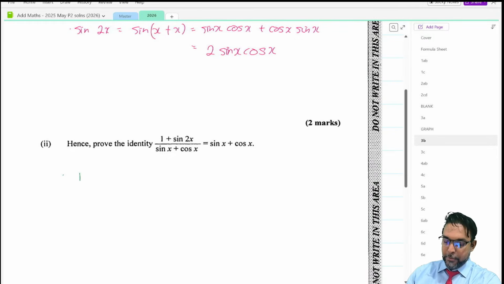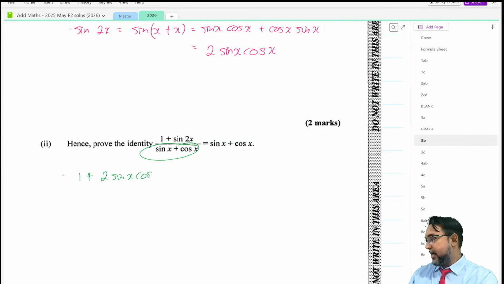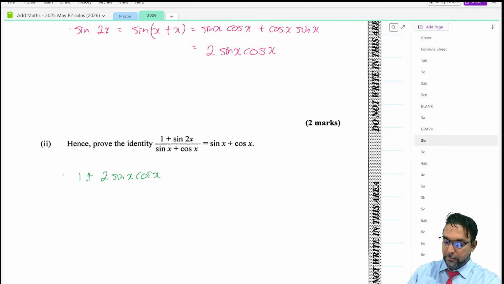So when they say hence, the numerator would become 1 plus 2 sin x cos x, right? Now, if you notice, the denominator here and the numerator and the answer are the same exact expression, which implies that this has to be the square of the denominator. Because if you were to multiply by that throughout the equation, you will get sin x plus cos x squared, right? Yep, you can. And you will get exactly that. You will get exactly sin x plus cos x squared.